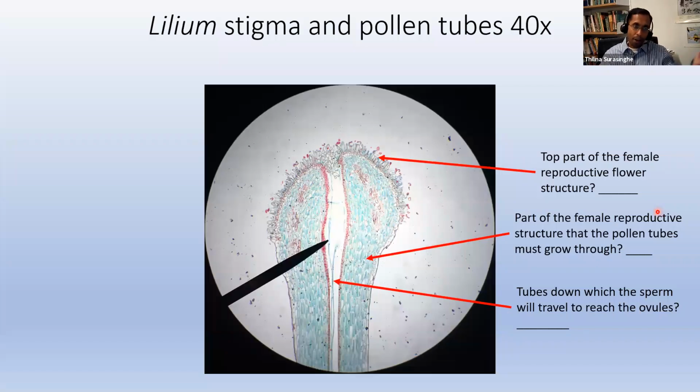So now the labeling part. The top part of what is this? The top part of the female reproductive system. Stigma. Very good. And the tubes traveling down towards the ovules.